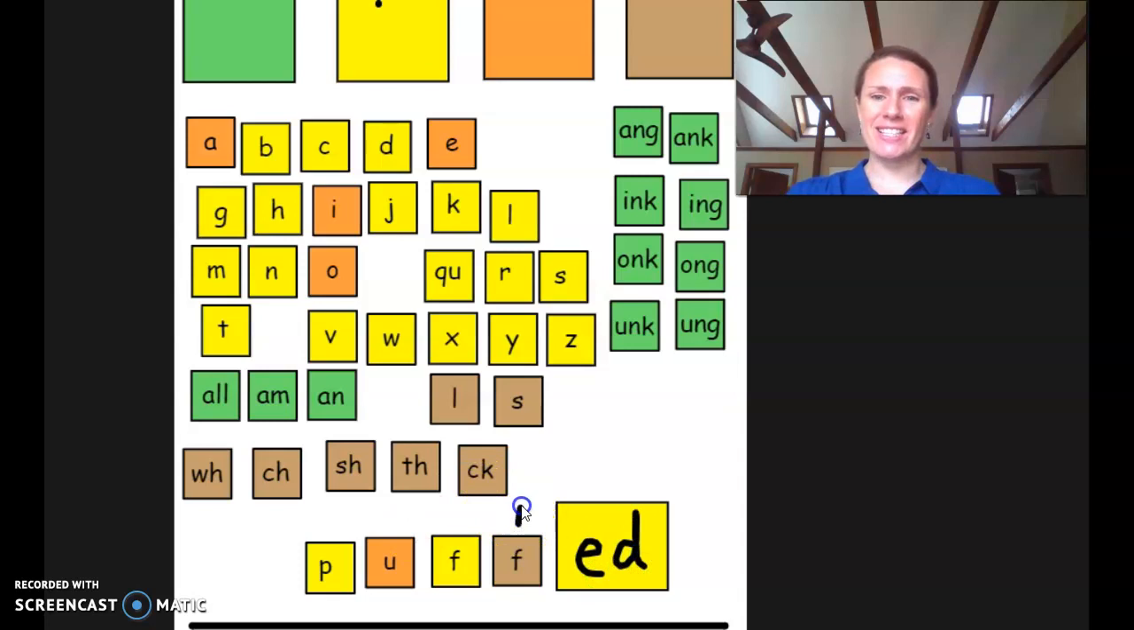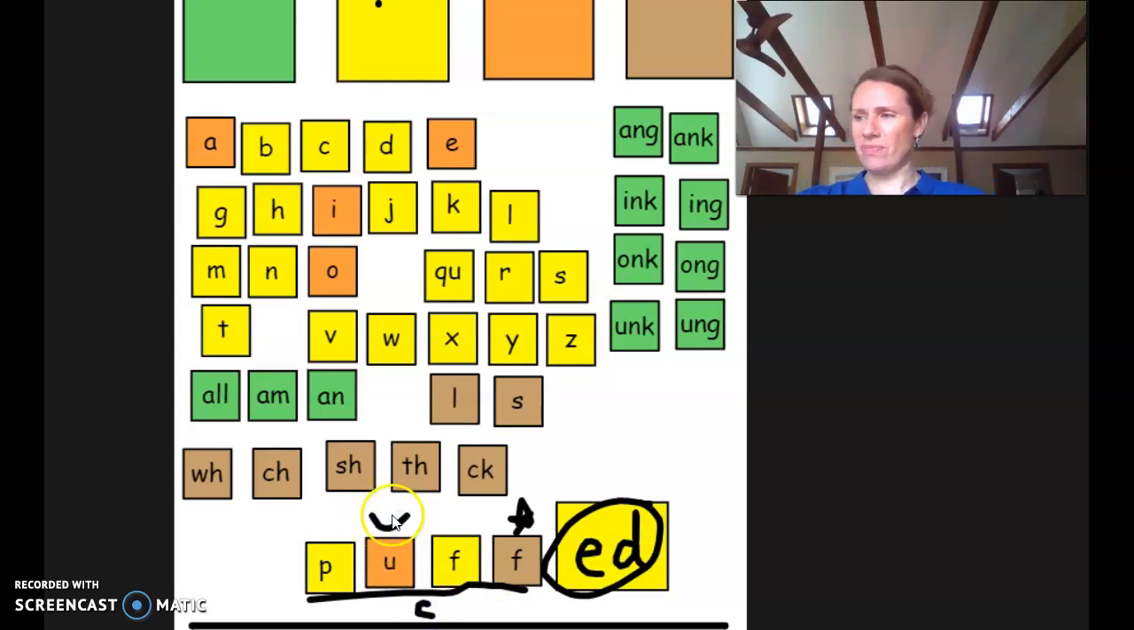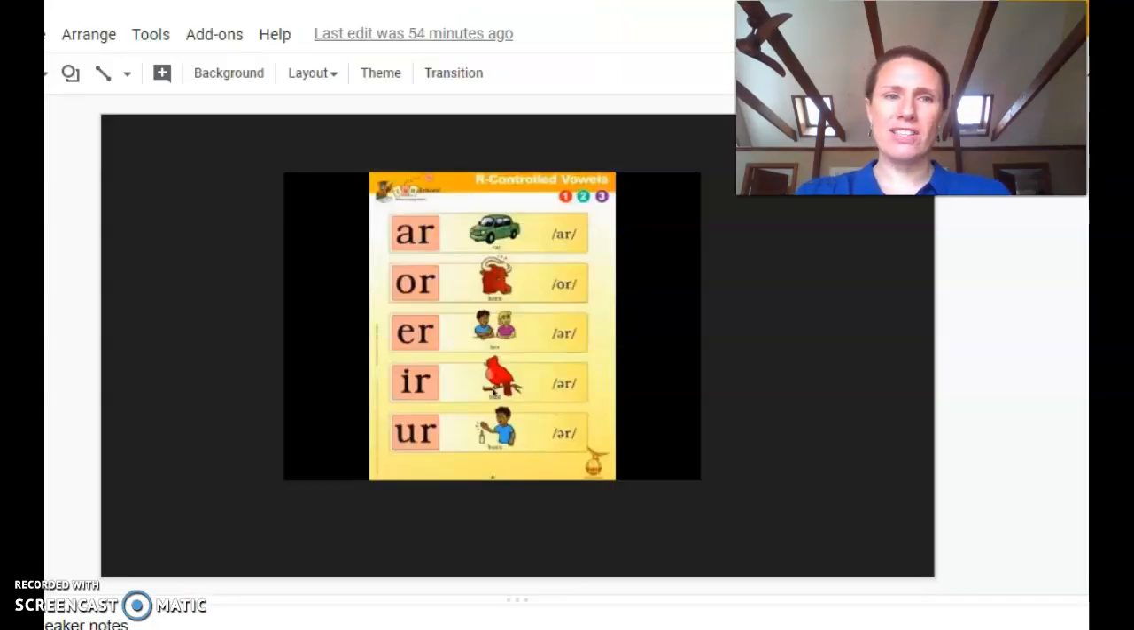Okay, let's mark it. Star the bonus letter, underline the base word, circle the suffix. Is this a closed syllable or a vowel consonant E? C for closed, and a breve over that U because it's a short U. Awesome. Great job. It's time for us to read some words that have ed endings.